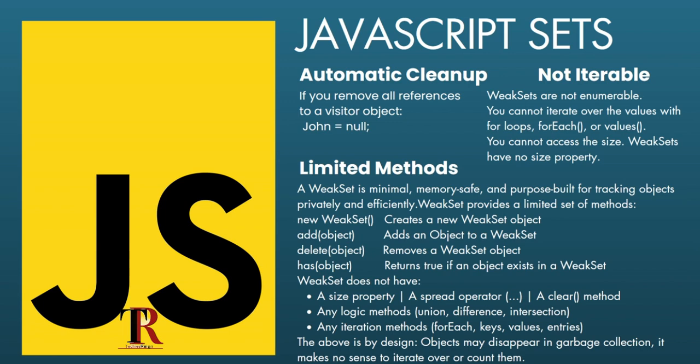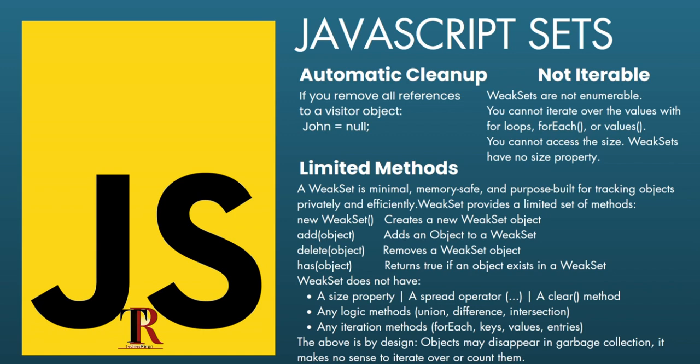Now, take a look at what WeakSet does not have. WeakSet does not have a size property, so it cannot access the size. It has no spread operator, unlike the way you can use the spread operator that we talked about in arrays to spread values. It has no clear method. Any logic methods like union, difference, intersection that are present in a Set are not present in a WeakSet. Any iteration methods like forEach, keys, values, and entries, you cannot use with a WeakSet.